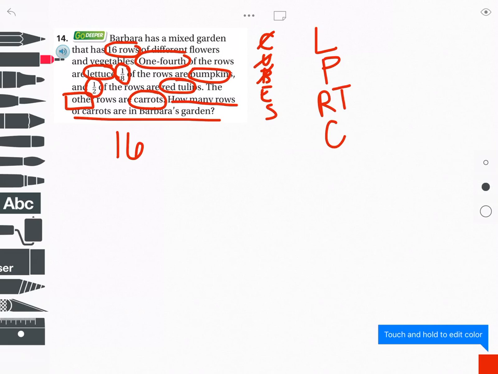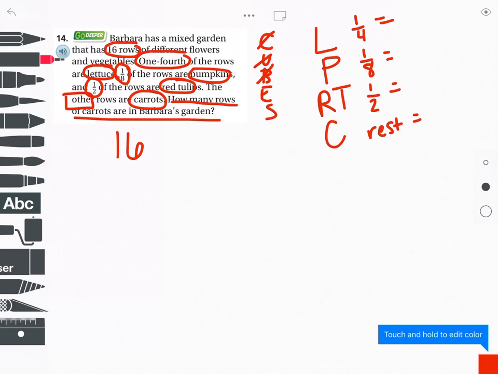So now let's go back. 1/4 of the rows are lettuce. So I'm going to put a 1/4 next to my lettuce. 1/8 of the rows are pumpkins. So I'm going to put 1/8 next to pumpkins. 1/2 are red tulips. And then the other rows, so basically the rest of the rows, are going to be carrots. So now it's my job to figure out how many rows that actually means.